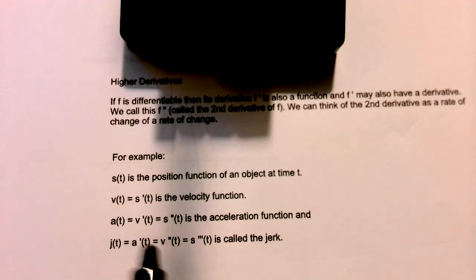And then J of t is the first derivative of acceleration, the second derivative of velocity, and the third derivative of the position function. And it's called the jerk. And it has something to do with cars, but don't worry about that. But there is actually an application for it in the real world, but I don't really know much about it. So now let's look at this example.